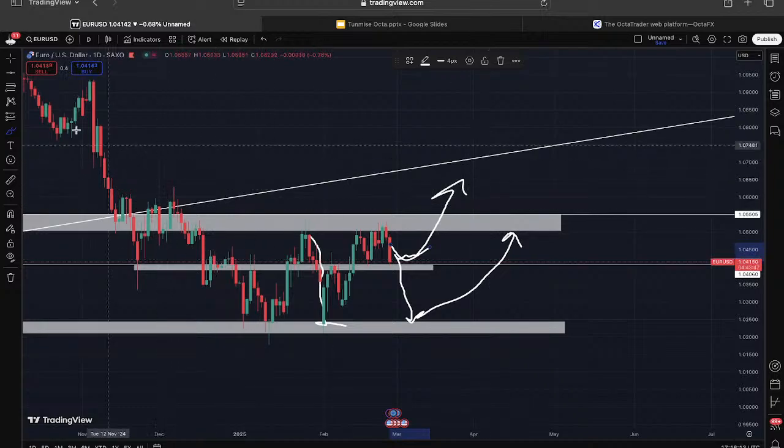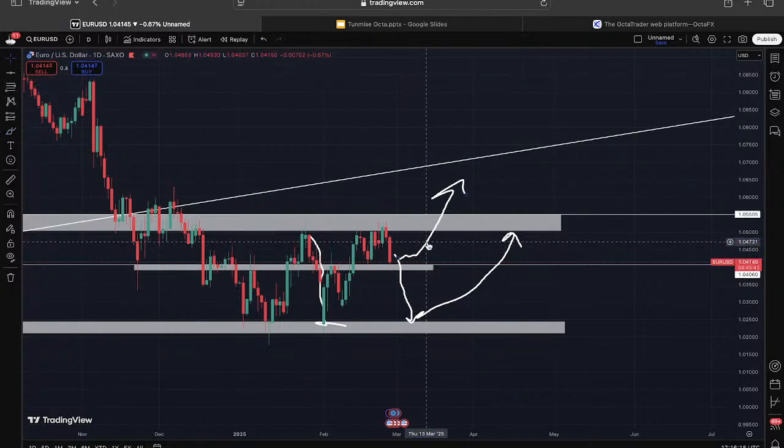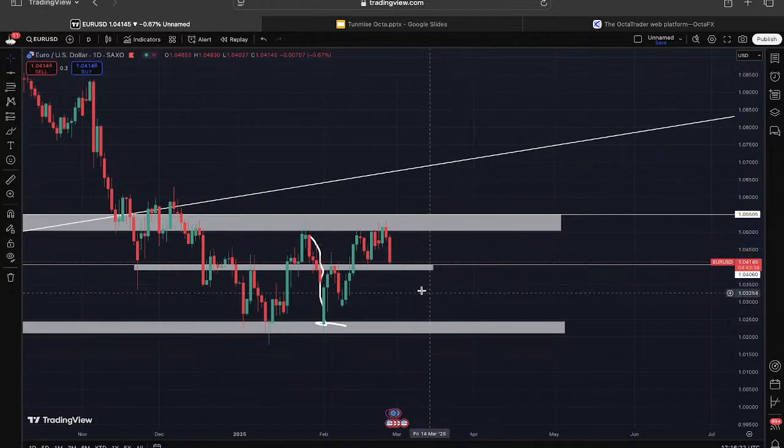And that's what makes trading interesting, right? Because you have to understand price movement. All right? You have to understand price movement.